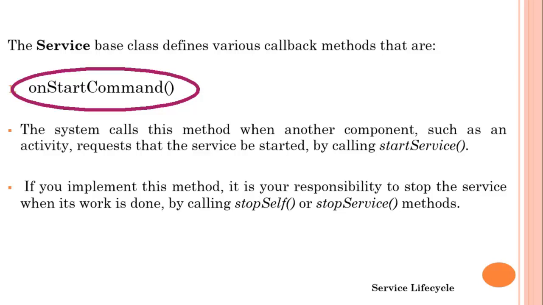This method, as its name is indicating, is used to start the service. The system calls this method when another component, such as an activity, requests that the service be started by calling startService. If you implement this method, it is your responsibility to stop the service. This means that if you have used the startService callback method, then it's the responsibility of the user to define or use stopService whenever the work is done. That is done by calling the stopSelf or stopService method.